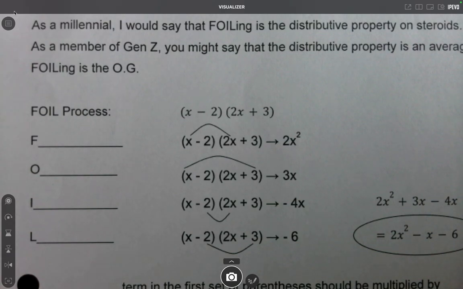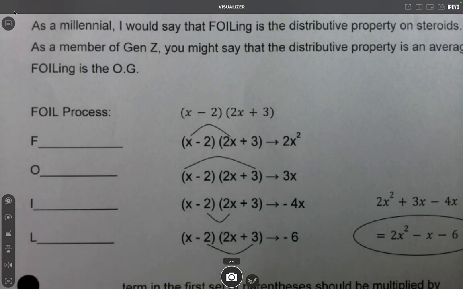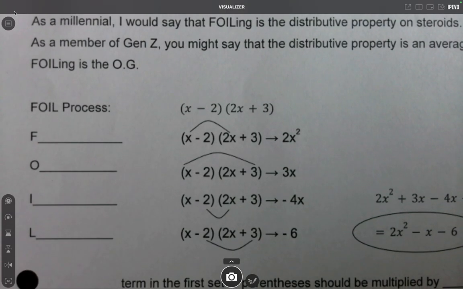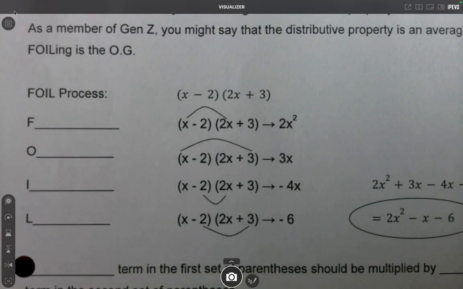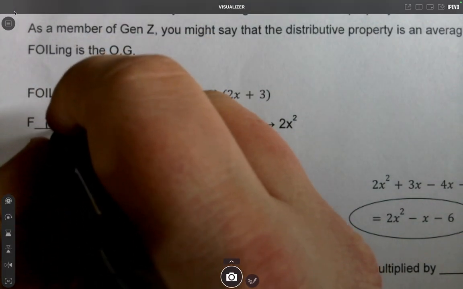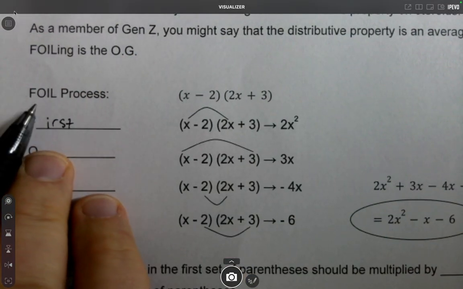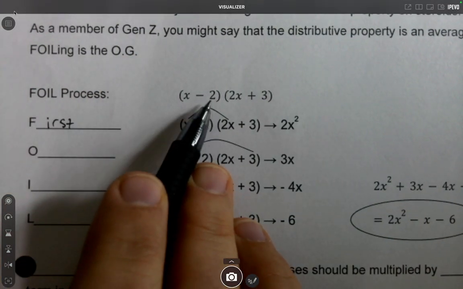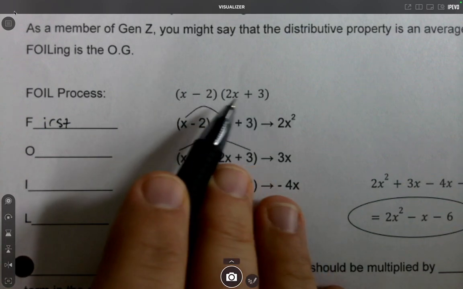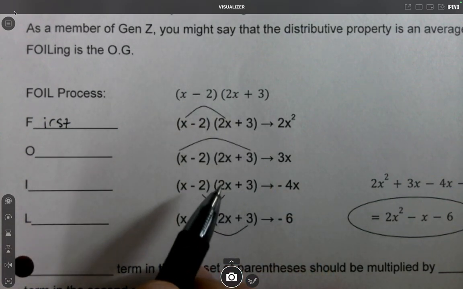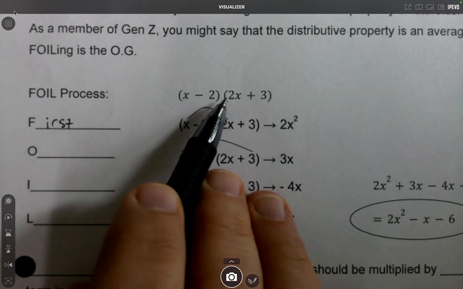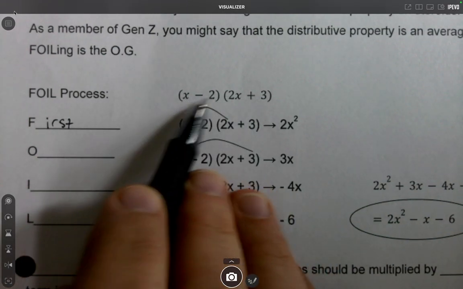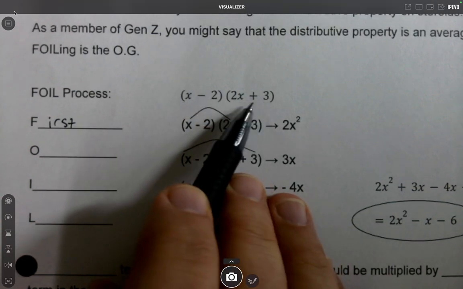That might be a better way to say it. But regardless, let's just remind ourselves of basic foiling. So this example shouldn't be something unfamiliar, or maybe it is, we'll find out. So FOIL. FOIL is an acronym, meaning each letter stands for something. The F stands for first. So the FOIL process is used when we're multiplying a binomial, two terms, by a binomial, two terms. So if you look, there's 1, 2, 3, 4 terms total. 2 in this set of parentheses, 2 in this set of parentheses.